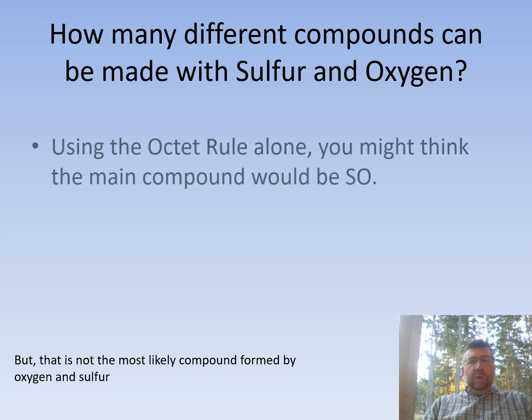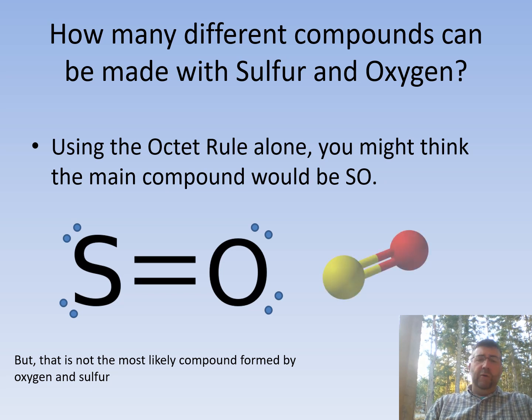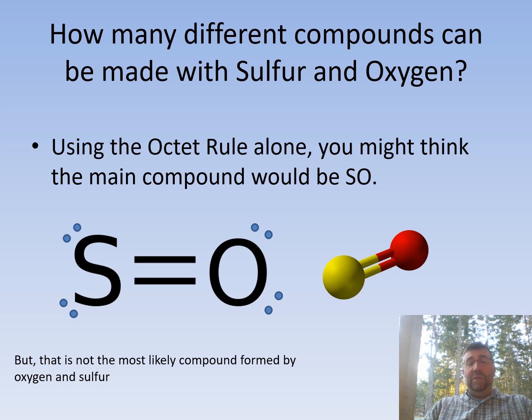So using the octet rule, you might think, oh, well, sulfur needs 2 bonds and oxygen needs 2 bonds. So they're just going to double bond to each other and form the SO molecule. But what's interesting about this story is that this is actually not the most likely compound formed by the presence of oxygen and sulfur. And one of the reasons for that is that there's always more oxygens around in the environment than just a 1-to-1 ratio.